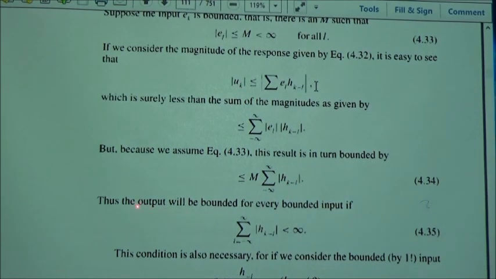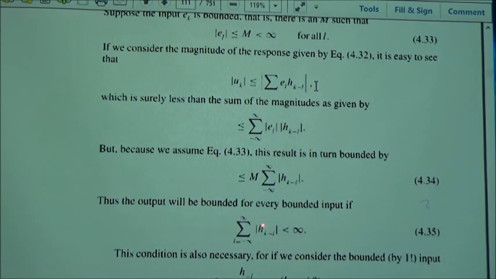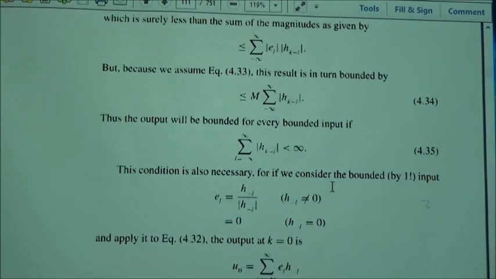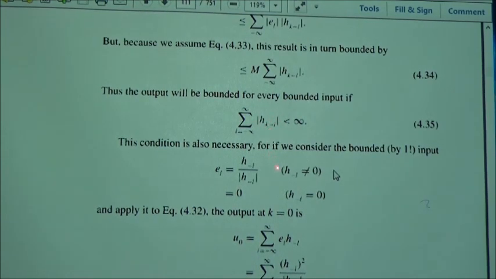And that's the output bounded, it depends on this value. So for what condition is this going to take place? This condition is going to again take you back to the location of the closed loop poles of the system. If they are inside the unit circle, it's going to be bounded.